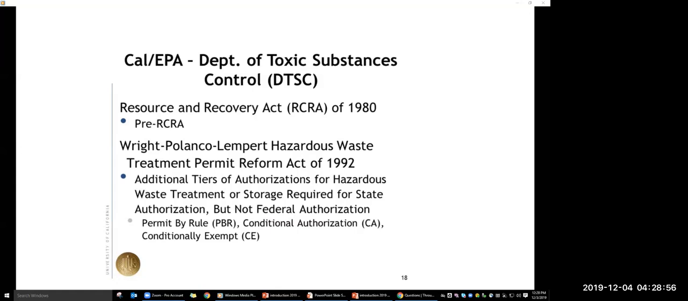In 1992, the Hazardous Waste Treatment Permit Reform Act was passed, which simplified the authorization process for treatment and storage of non-RCRA hazardous waste. The lower tiers of the authorization were permit by rule, commonly known as PBR, conditional authorization, also known as CA, and conditionally exempt, also known as CE. One of the requirements which many facilities were unaware of was that PBR and CE authorizations required the facilities to conduct an initial Phase 1 environmental assessment.